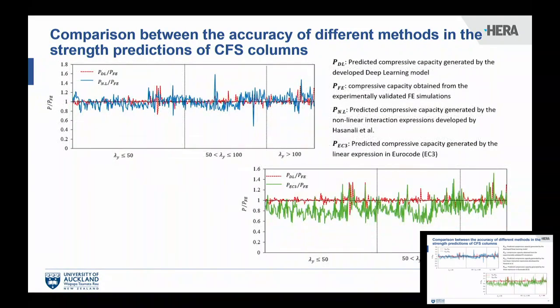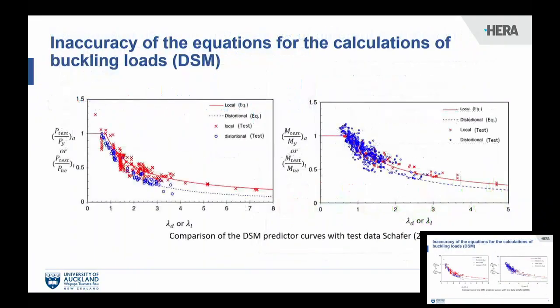And also we have the comparison between the predictions of the nonlinear equation and the Eurocode in this slide. The nonlinear one was the other one that can provide the best predictions compared to the deep learning, while Eurocode can provide the most conservative strength prediction of these components.